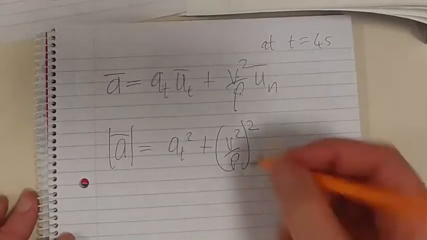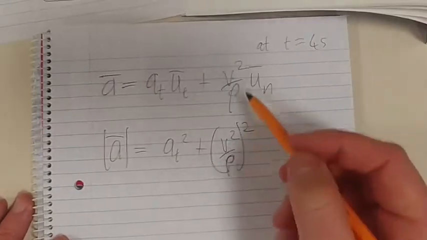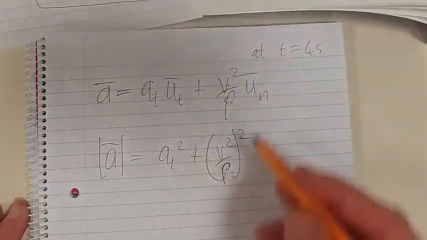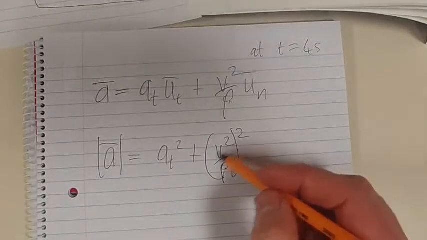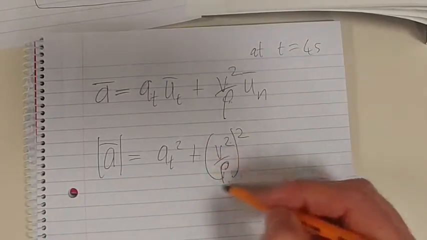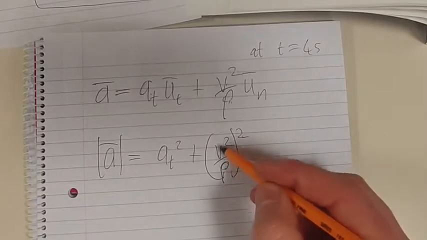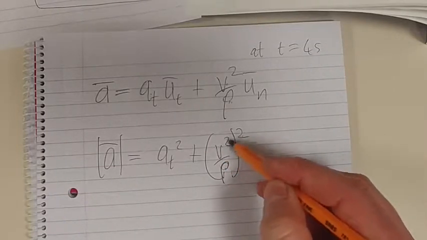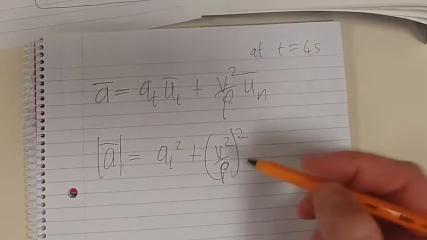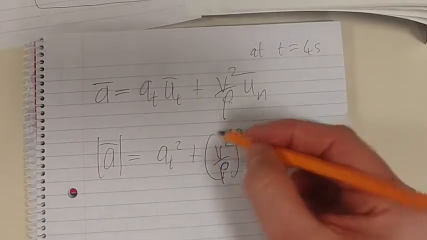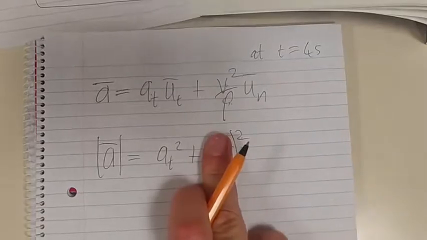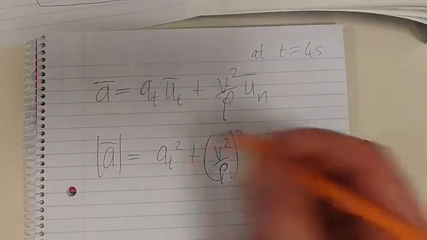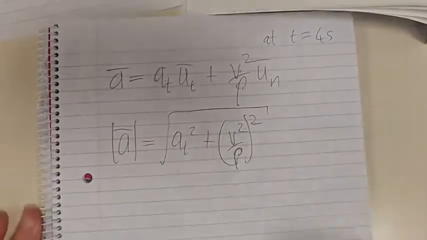By the way, I just want to point something out here. When you're calculating the magnitude, just take note that it's v squared over rho and that whole thing squared. Sometimes you might get confused and say, oh, I've already squared this. But no, the component is v squared over rho, and you need to square that. And then we take the square root.